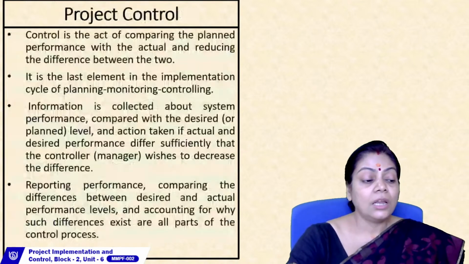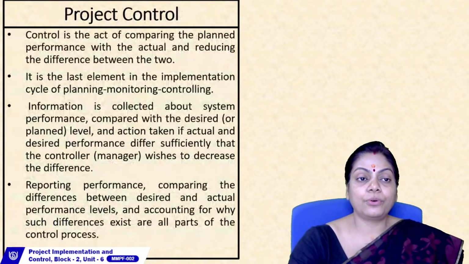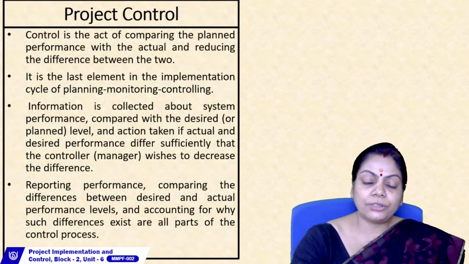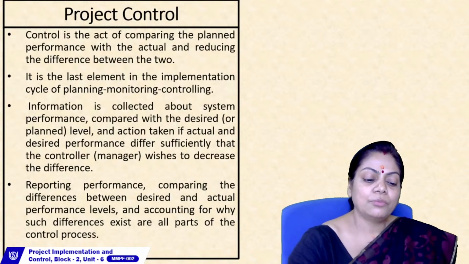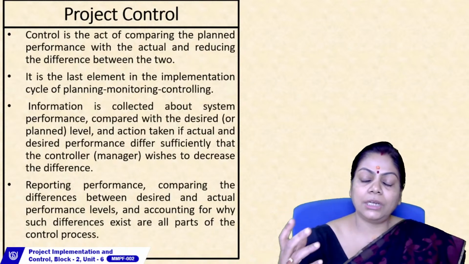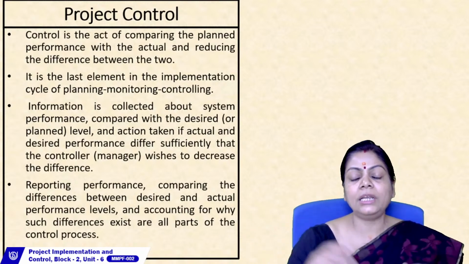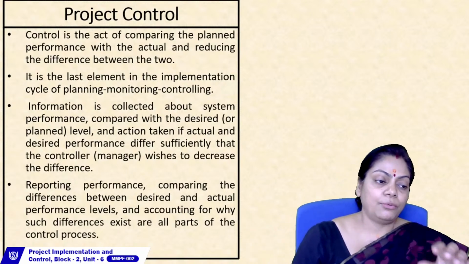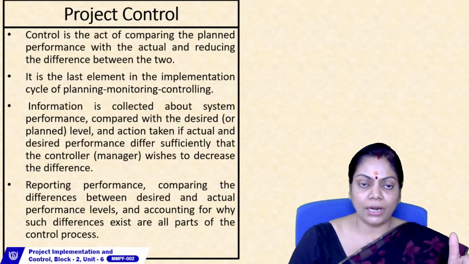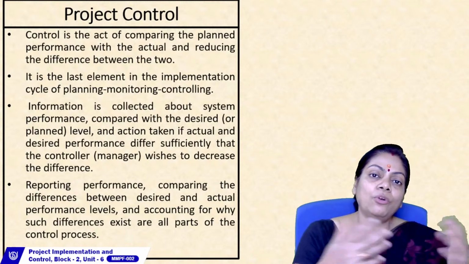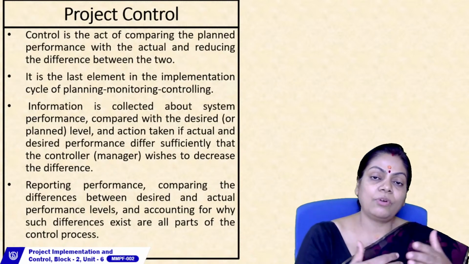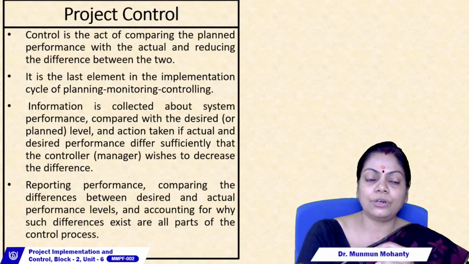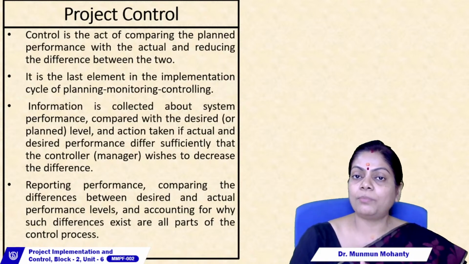Now we come to a very important aspect of monitoring and control, the project control. Project control is the act of comparing the planned performance with the actual performance, and reducing the gap, if there is any. For example, we were supposed to do this much by this particular date. If we have completed it, no action is to be taken. If we have surpassed it, very good. If we are falling short, then what needs to be done to reduce the gap? So the control is done with that particular purpose in mind.